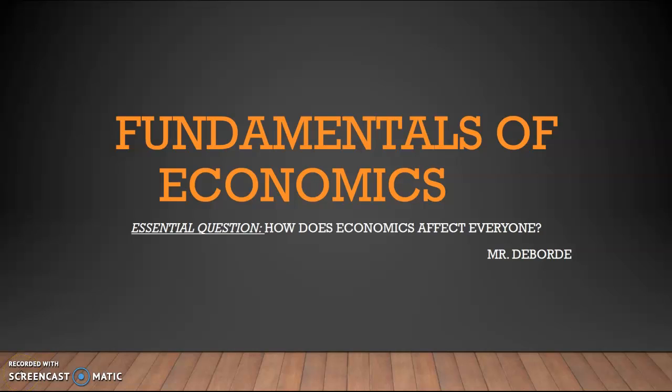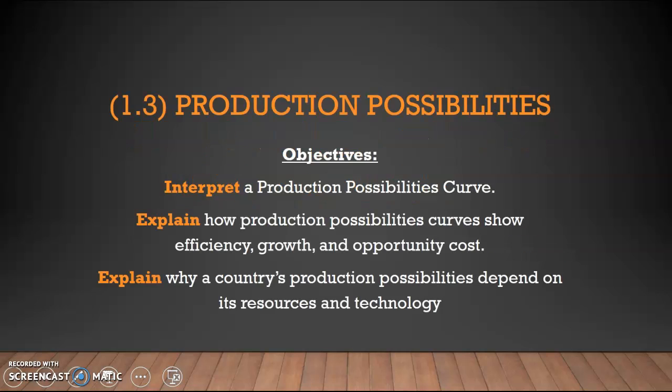Finishing out this first topic, talking about the fundamentals of economics, we're going to look at what's called a production possibilities frontier or curve. And we're going to look at how this curve shows efficiency of an economy based on the decisions that government or society makes, growth or lack thereof, or even decline of an economy, and how opportunity cost plays into that. I'll go very briefly into all that in this presentation. We'll talk more about it in class.